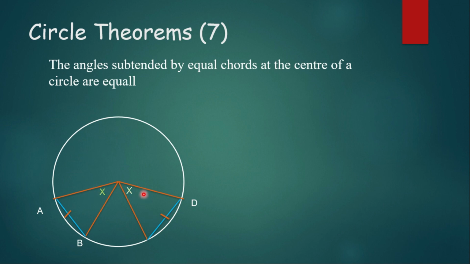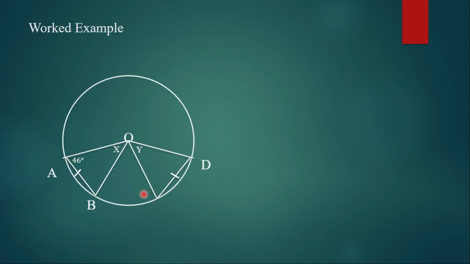Now, without much ado, let's take an example. We are looking for the value of X and Y. Now that we know this angle to be 46 degrees, we can find X, because this is an isosceles triangle. In an isosceles triangle, the base angles are equal, because this is a radius and this is another radius. So if this is a radius and this is a radius, it means that this line is equal to this line, and the base angles must also be equal.